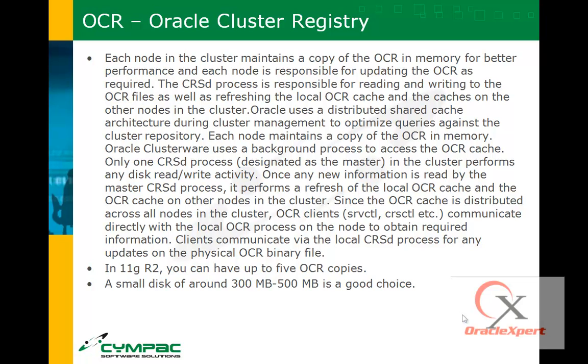Each node, very important, how OCR is accessed. This is even more interesting. Each node in the cluster maintains a copy of OCR where? In memory. For better performance, so that every time I need to read or write something, I don't have to go and read it from the shared disk. Why it is costly, you will come to know once you understand who can read and write to OCR. So a copy of OCR is maintained in memory to improve the performance of reading the data from OCR.